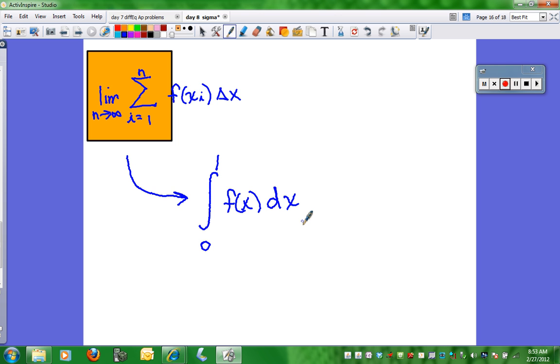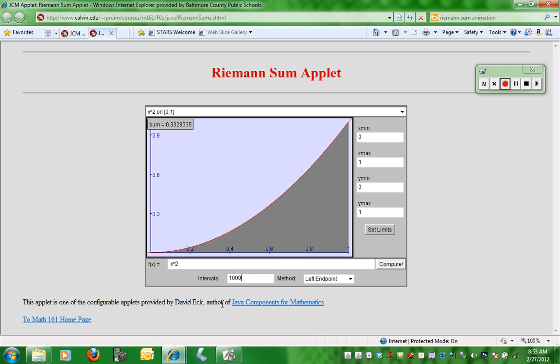Well, I hope you enjoyed this little intro to Riemann sums. And again, if you want, you can check out that applet that I had here. If you look where I Googled over here, Riemann sum animation is what I did, and this applet came up. So you can check it out. You can play with all different types of functions in here.